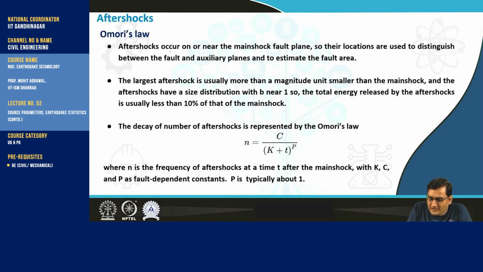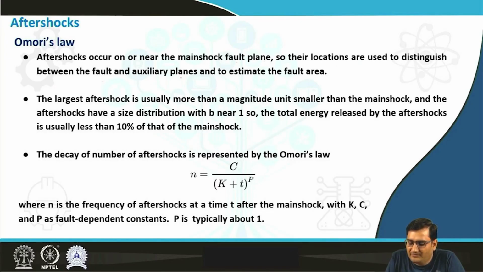So aftershocks occur on or near the main shock fault plane. Their locations are used to distinguish between the fault and auxiliary planes and to estimate the fault area. The largest aftershock is usually more than a magnitude unit smaller than the main shock, and the aftershocks have a size distribution with b near 1. So the total energy released by aftershocks is usually less than 10% of that of the main shock.